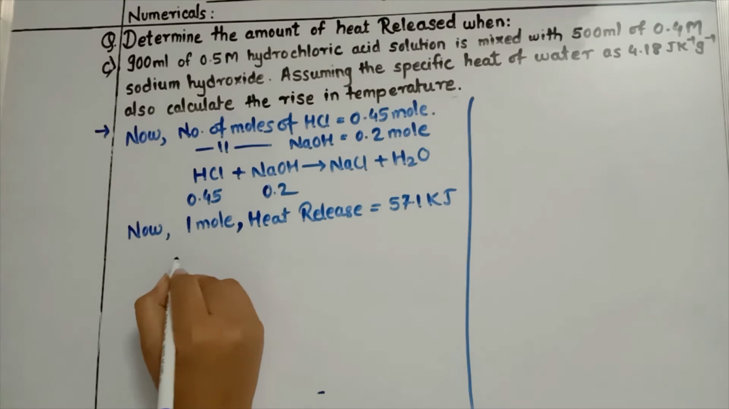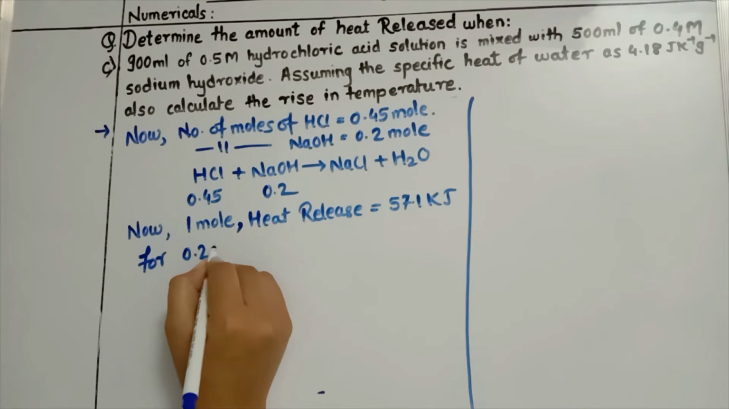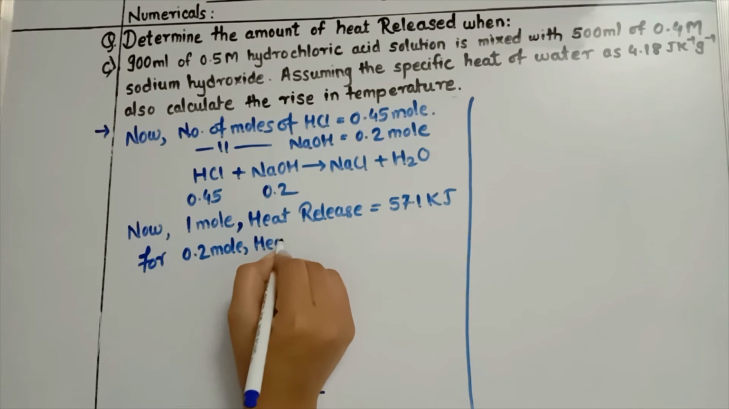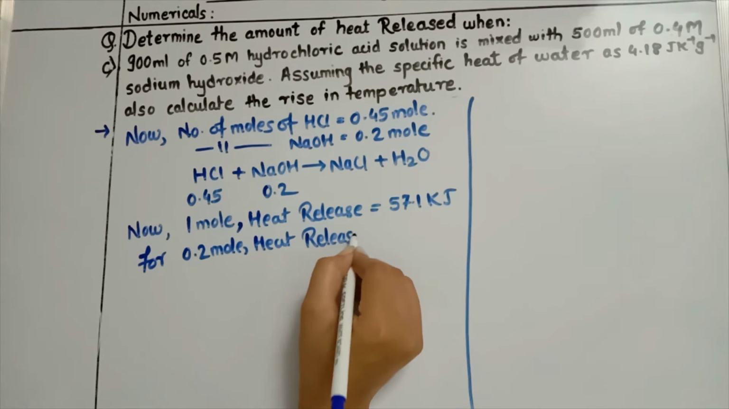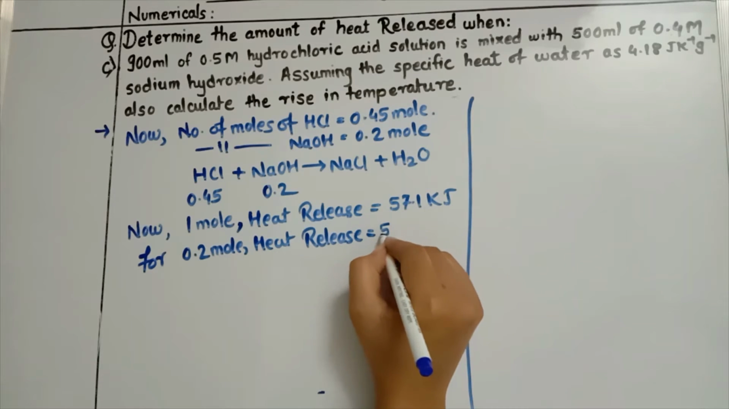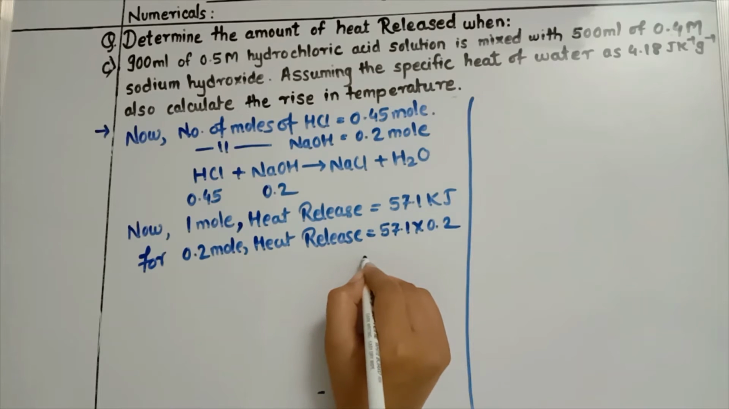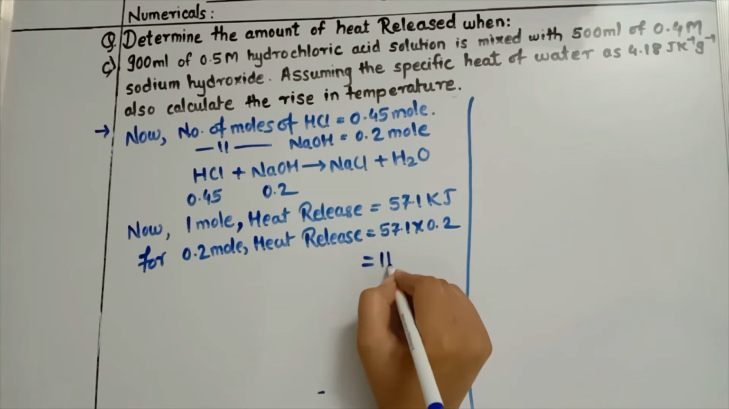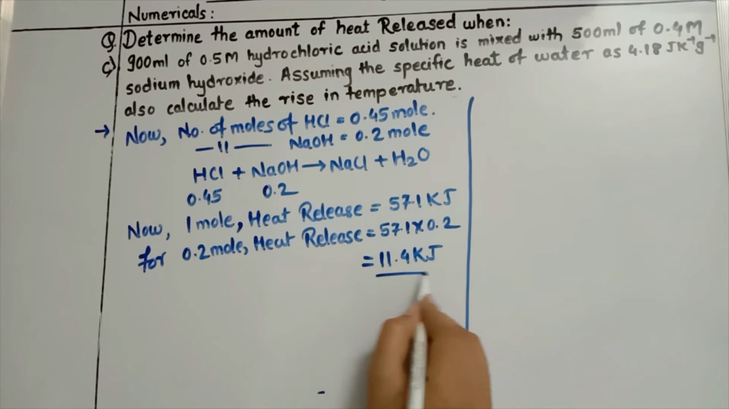Okay. For 0.2 mole, heat release is equal to 57.1 into 0.2. Okay, and that comes to be 11.4 kilojoule. Is it okay?